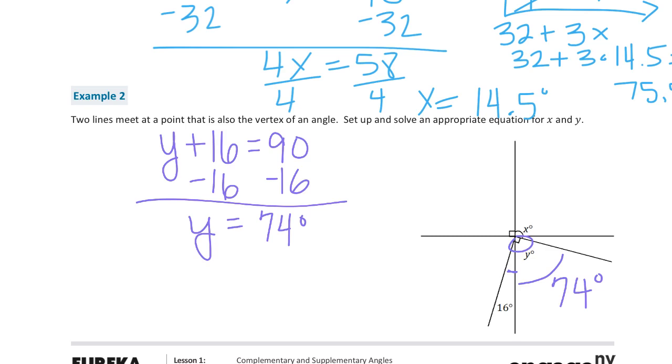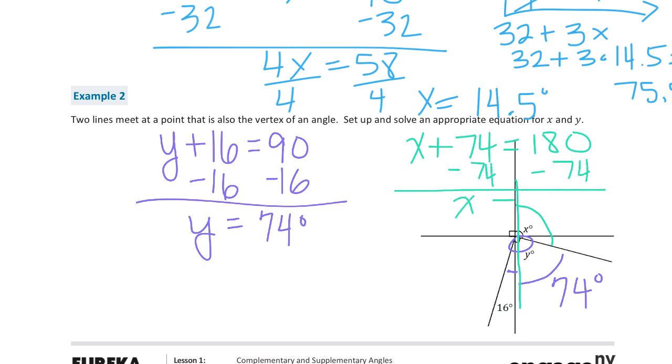Now, as I said before, I could see that x and y together made a straight line. So that's this line right here. And angle x is from here to here. And then y is the 74 degrees. So x plus 74 equals 180. Subtract 74 from both sides. And x equals 106 degrees. So now I've solved for both of those angles.